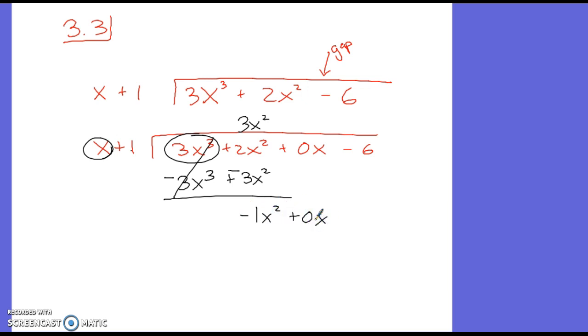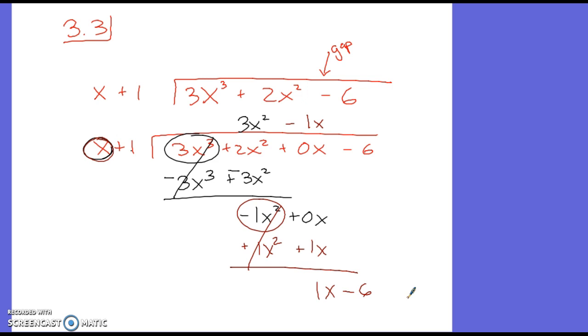Then you do that process all over again. You focus on this and you focus on the beginning. And you say, what can I multiply to x to get negative 1x squared? Negative 1x. So you take negative 1x, you multiply it to each piece, negative 1x squared, negative 1x, and then you subtract. When you subtract, the signs are going to change. That cancels out. It always should. That first piece should always be canceling out. If it's not, you've got a problem. And then I get 1x, bring down the negative 6.